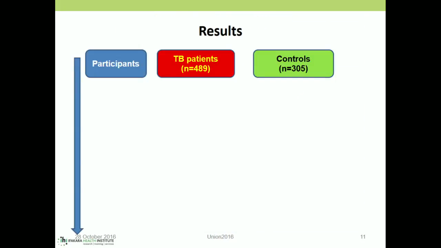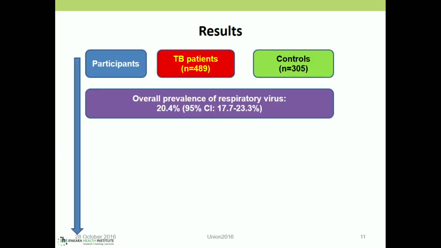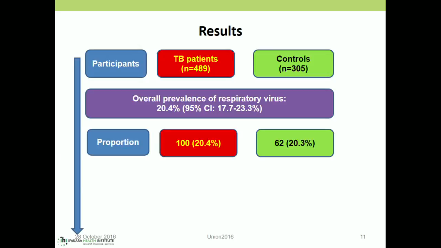In terms of results, this analysis involves 489 TB patients and 305 controls. The median age was about 35. About 68% were males, and the HIV prevalence, of course, was high in TB patients at about 28.6%. For controls, it was 9.2%. The overall prevalence of respiratory virus was about 20.4%, with a confidence interval of 17.7 to 23.3. But if you look at proportions, this was quite similar for both TB patients and controls in terms of the proportion of individuals with any respiratory virus detected.